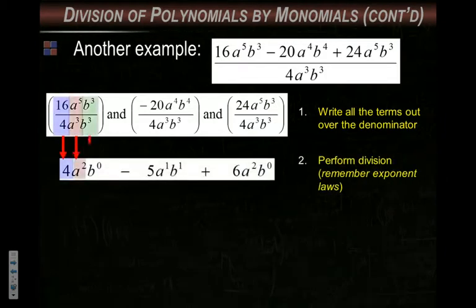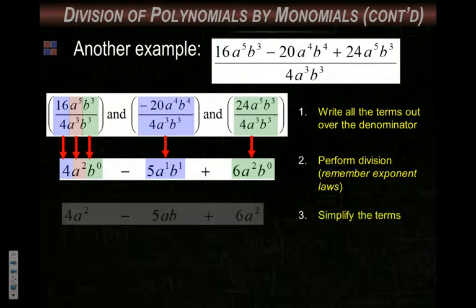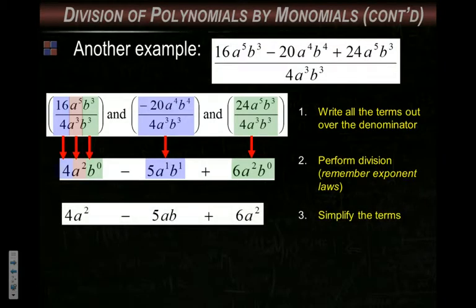I'm going to get 4a squared b to the 0. What is b to the 0? What's anything to the power of 0? 1, which means it's essentially gone. This one gives me 5a to the 1, or just a, b to the 1, and 6a squared b to the 0, which again means it's gone. Okay? And now I rewrite that. Looks a lot simpler. And with this one, I can actually combine 2 terms. Look, here I have an a squared, and here I have an a squared. What's 6a squared and 4a squared come together?